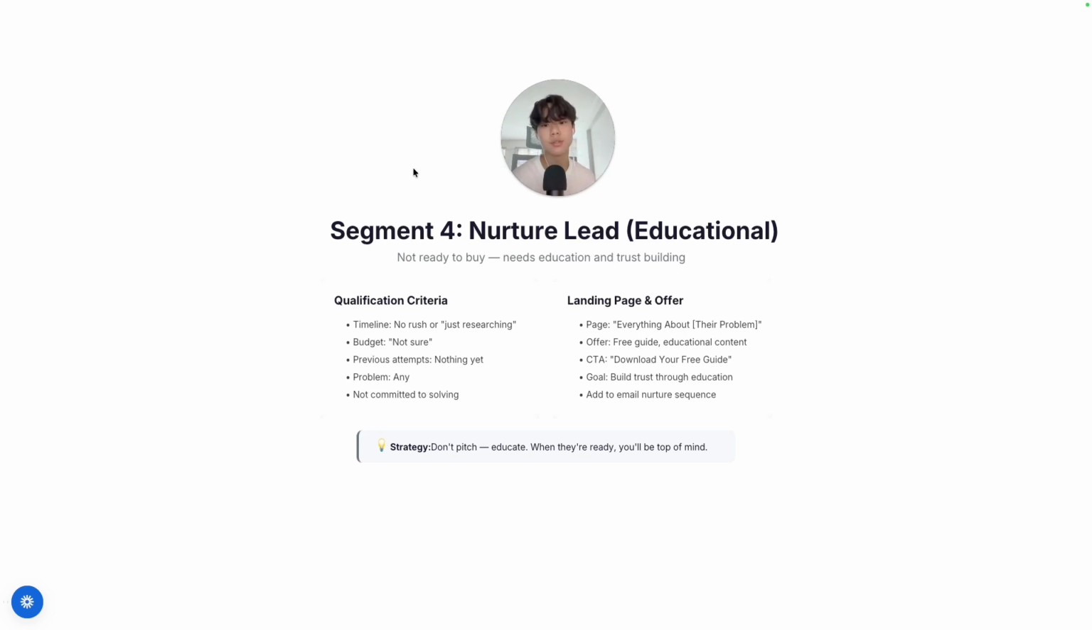Okay, so now let's get into segment 4. This is basically a lead nurturing segment for educational purposes. They're not ready to buy, they need education and they need trust building. For this type of people, they're just searching around, looking around, they're not sure of the budget, they haven't tried anything in the past, and they're not committed to solving the problems that they currently have.